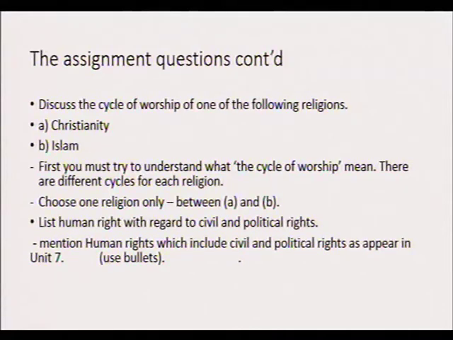You need to discuss how the religion does it. Not each religion, but you are required to choose one religion only between A and B. If you want to discuss the cycle of worship for Christianity, then it's fine, you leave Islam out. If you want to go for Islam, you have a choice. Choose one only and focus on that one religion. What do they do? What is the cycle of worship for that specific religion?